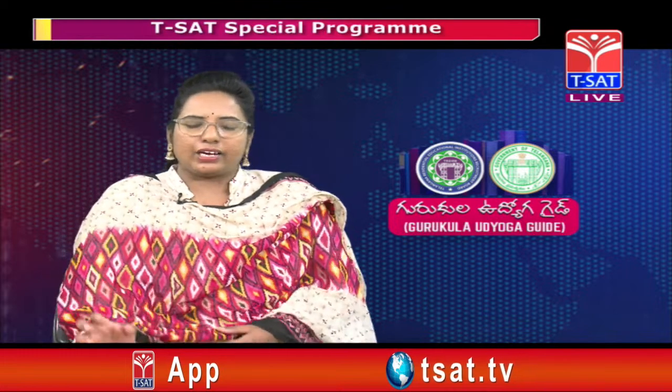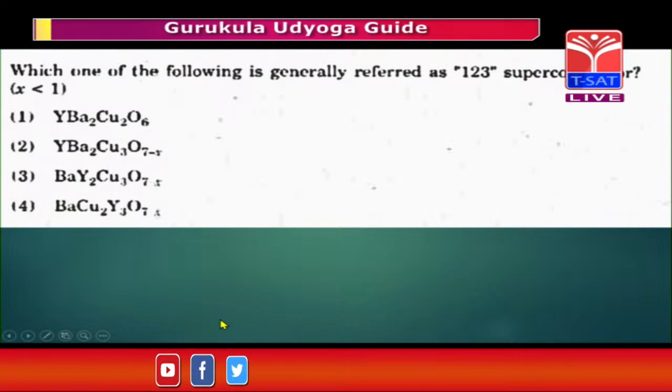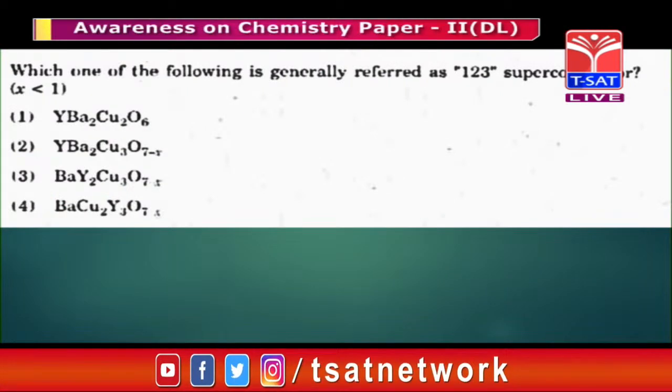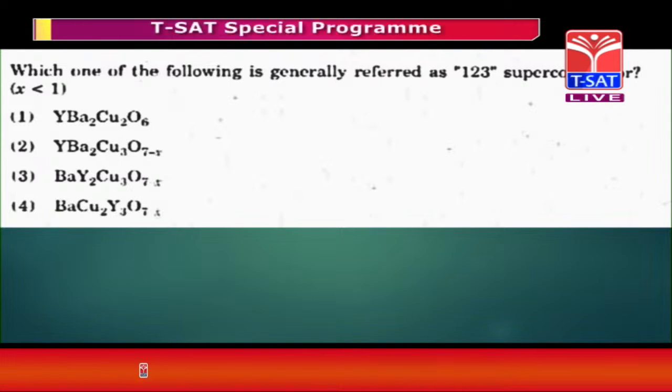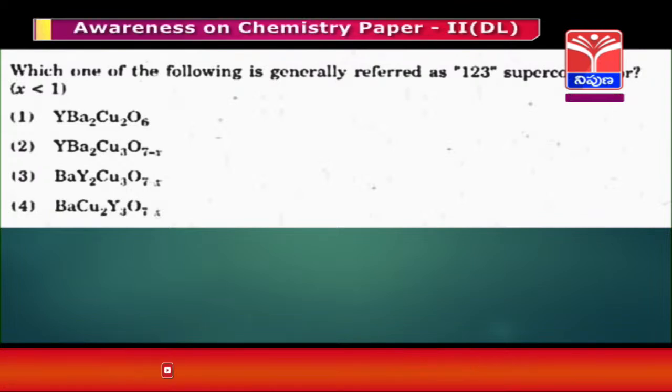Now, let us see a question related to that topic. Which of the following is generally referred to as a 1, 2, 3 superconductor? This is a very important question. The 1, 2, 3 superconductor is yttrium barium copper oxide. This is the 1, 2, 3 superconductor example.